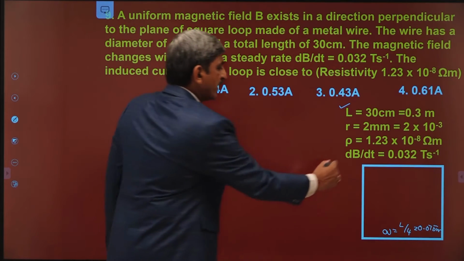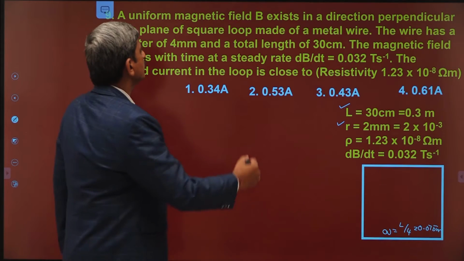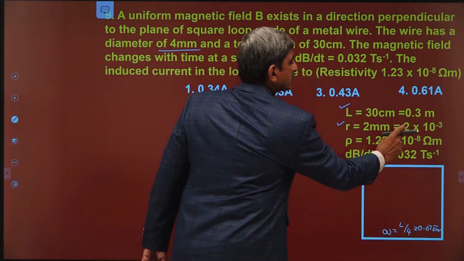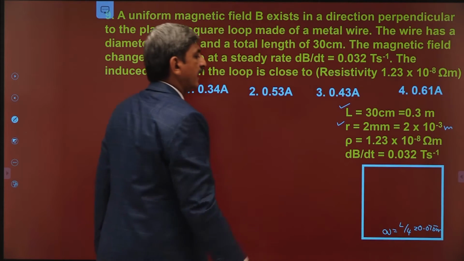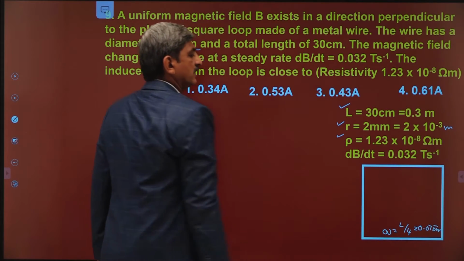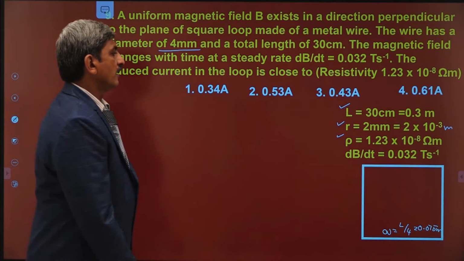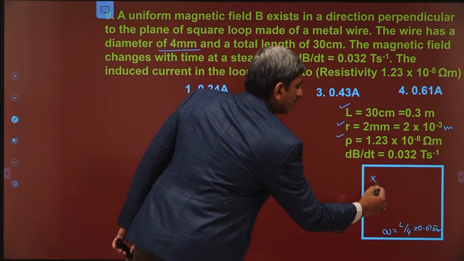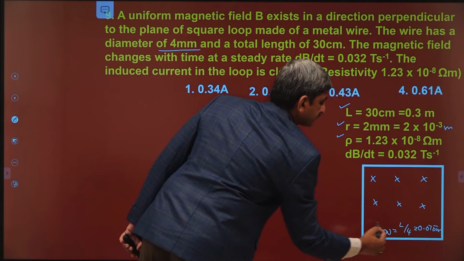Now, for this wire, the diameter is given. The diameter divided by 2 gives the radius of the wire, which is equal to 2 millimeters, that is equal to 2 into 10 to the power of minus 3 meters. And the resistivity is given. Next, dB by dt value is also given. Now, we want to determine the current passing through the coil when it is placed in the time varying magnetic field.